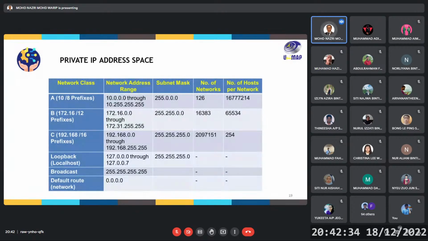Class C has only one network, 192.168 only. Other than this is public. Earlier, 193, right? So 193 should be what? Public, right? If it is 192 only, for class C, that's it. 192.168 is private. If 192.167, public or private? Public.